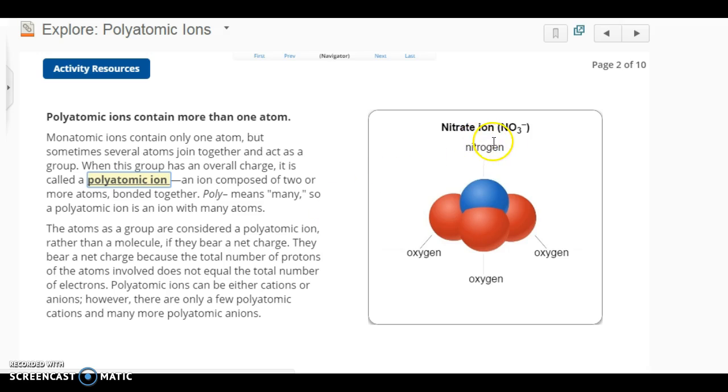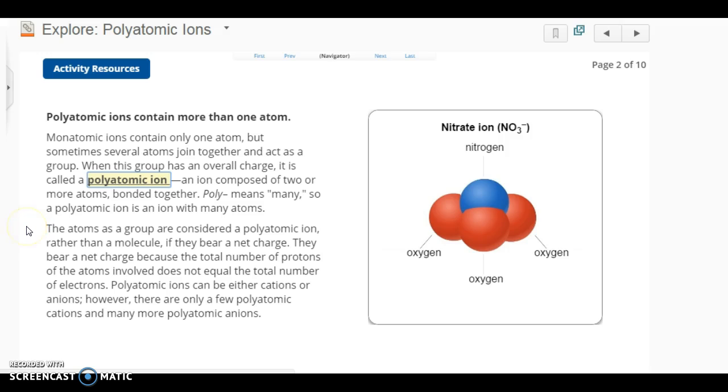For example, nitrate ion, NO3-. So the overall charge is what? -1. And you can see that there's one atom of nitrogen and how many atoms of oxygen? You can see it by the subscript, or of course the picture. You can see there are 3 oxygens.